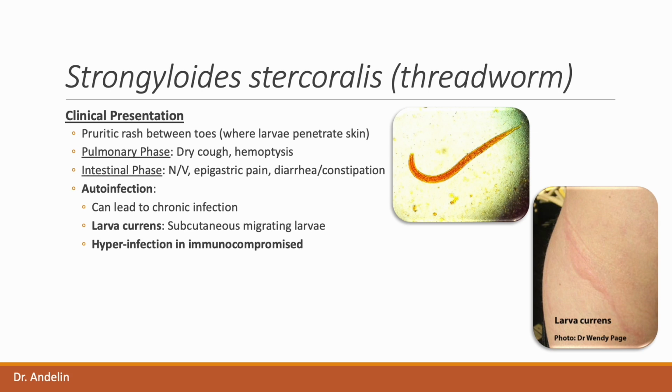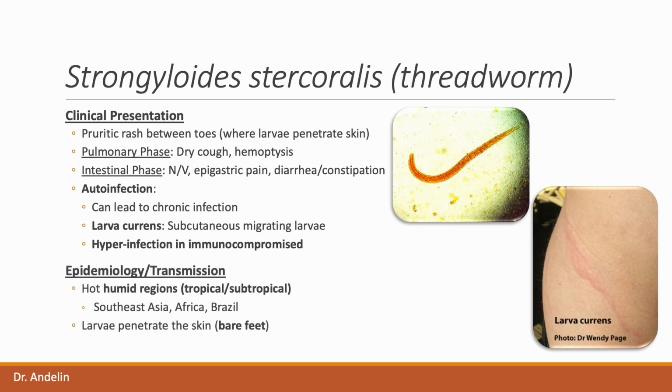In immunocompromised patients, autoinfection can become accelerated and lead to what is called hyperinfection, with pronounced symptoms in the skin, GI tract, and lungs. Similar to previous helminths, Strongyloides typically occurs in hot, humid regions, such as the tropics or subtropical areas. Southeast Asia, Africa, and Brazil are examples.